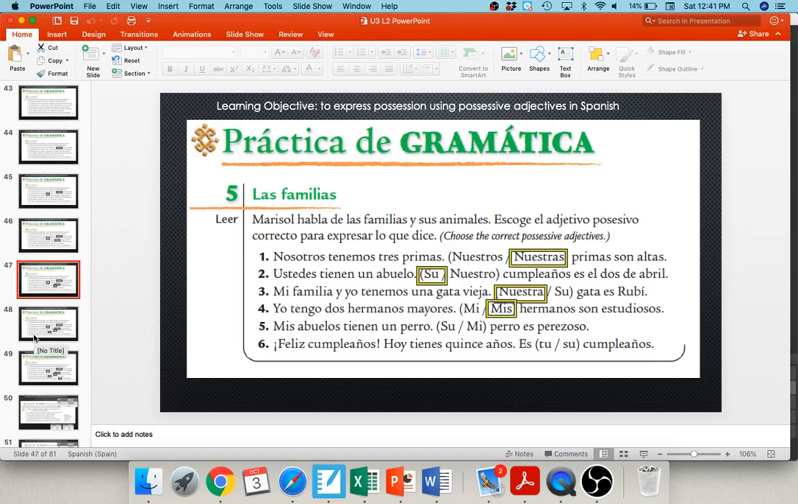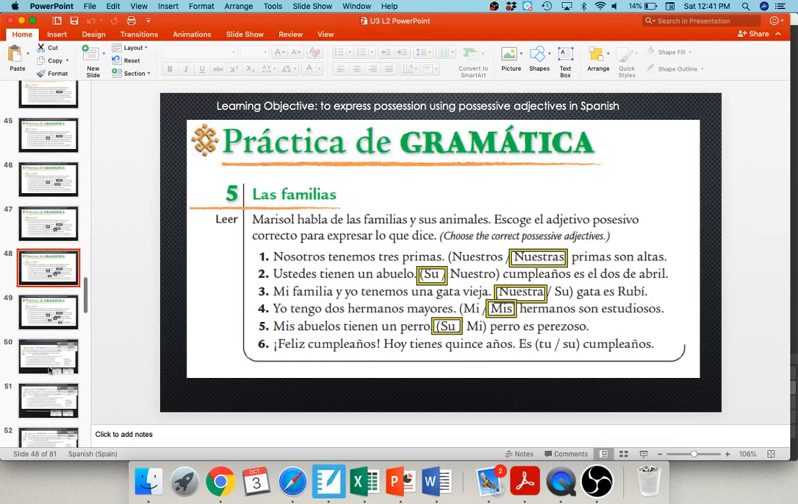Number 5, mis abuelos tienen un perro. My grandparents have a dog. Either my dog is lazy or their dog is lazy. We just said my parents have a dog, so it's their dog that's lazy. Su perro es perezoso. And finally, number 6, feliz cumpleaños, happy birthday. Hoy tienes 15 años. Today, you have 15 years. We're trying to say that it is your birthday, so es tu cumpleaños, tú.